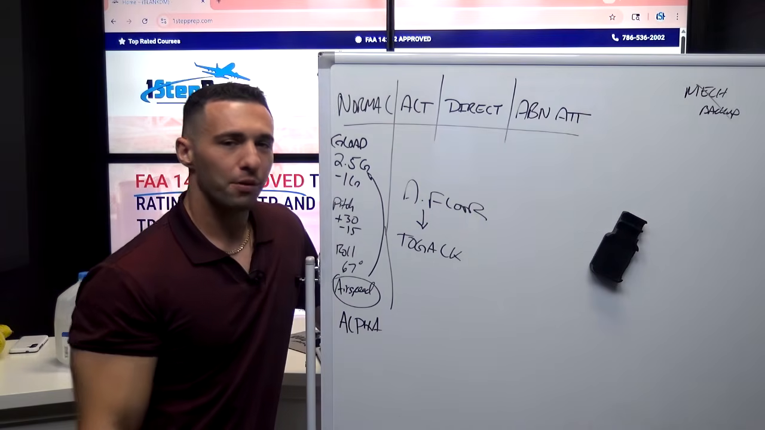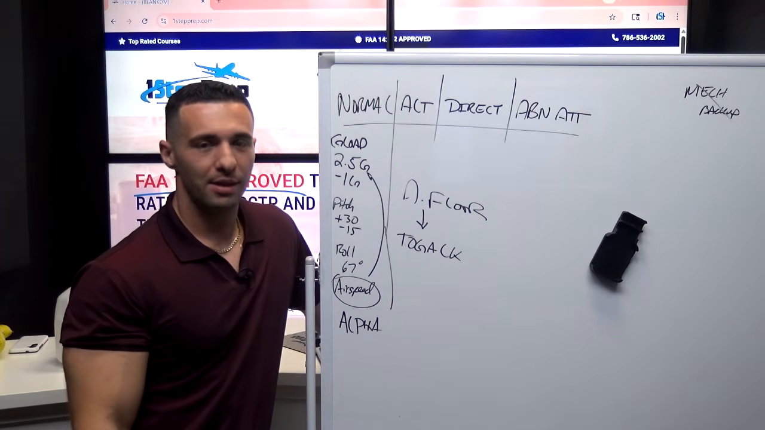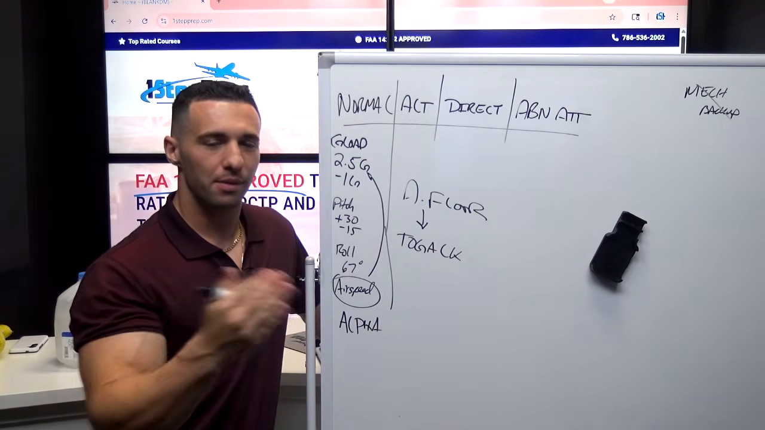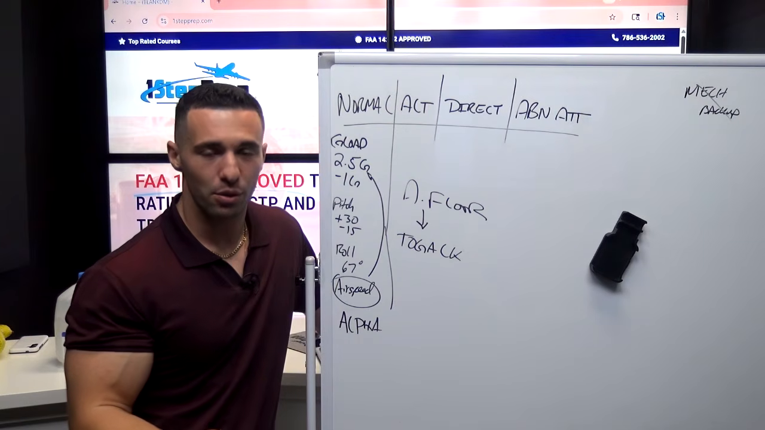How do I get out of alpha floor? There's really two ways to get out of it. Really one, but different variations of it, which is to disconnect the autothrust.